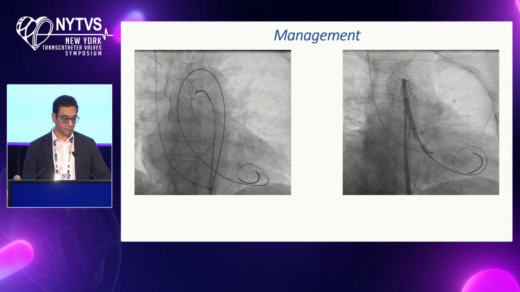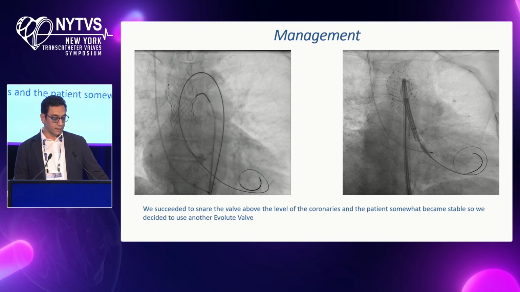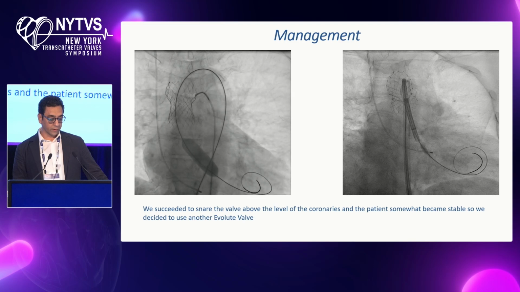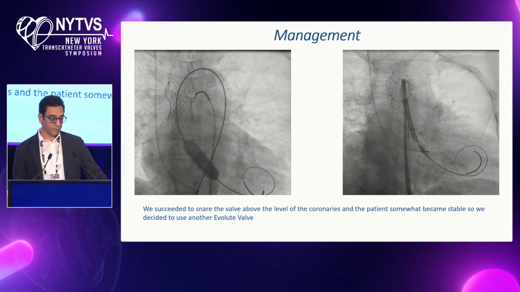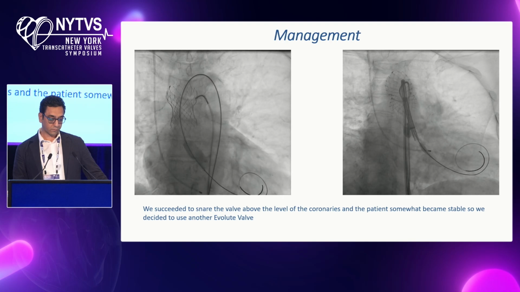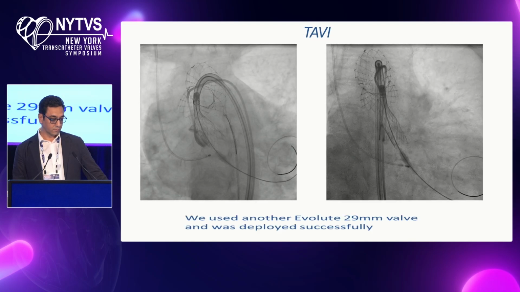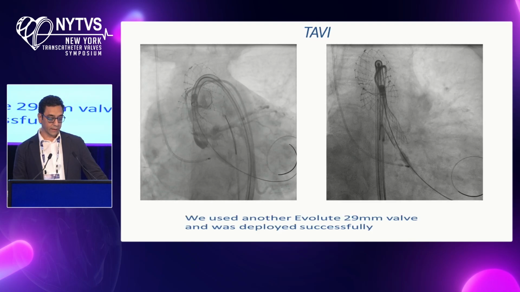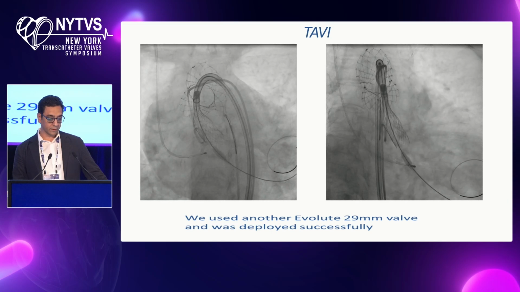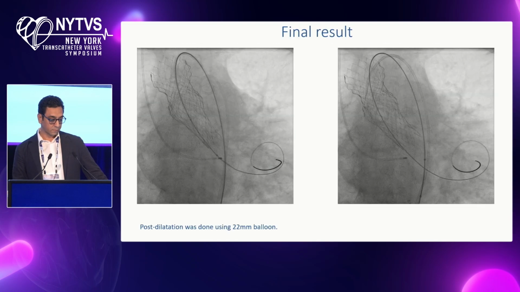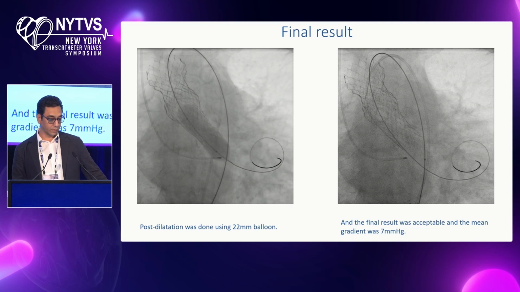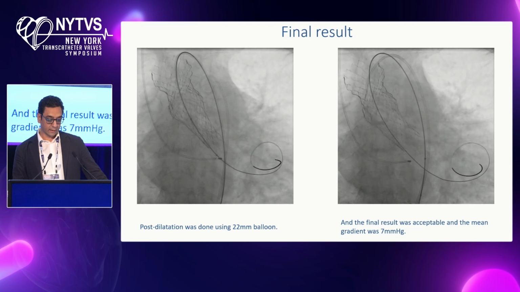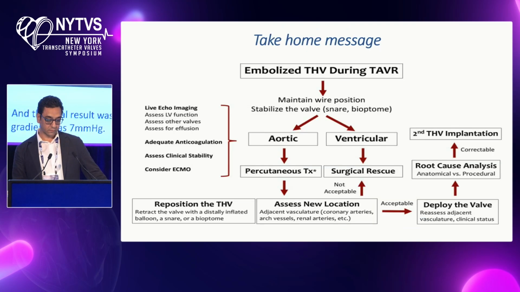So how can we deal with this? We succeeded to snare the valve above the level of the coronaries, and the patient somewhat became stable. So we decided to use another Evolut valve. We used another Evolut 29 millimeter valve and it was deployed successfully. And after that, we decided to do post-dilatation using a 20 millimeter balloon, and that's the final result.